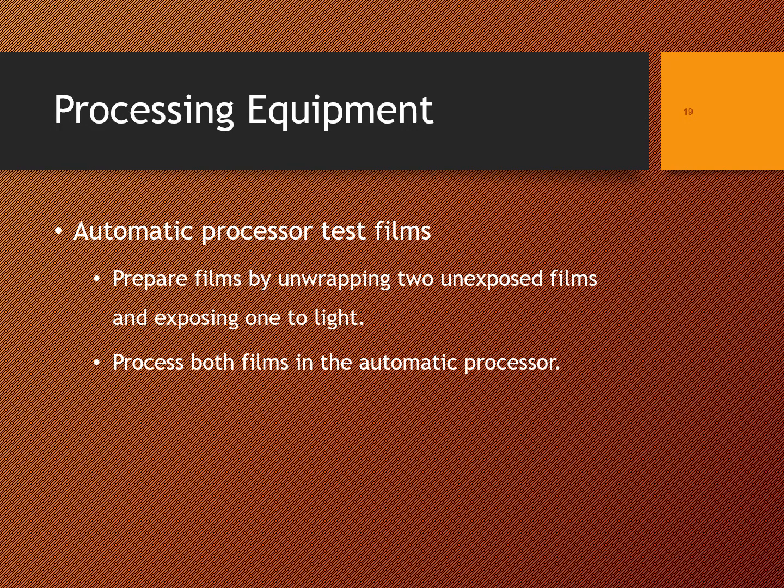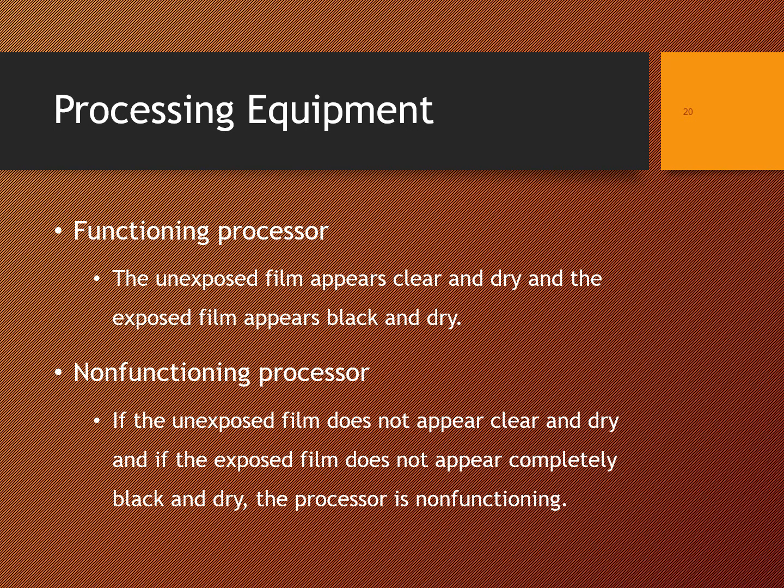Okay, and so then to check your processing equipment, your automatic processor test film, what you're going to do is take two films. You're going to process one film that was not exposed to light. You're going to open another film, expose it to white light, and then you're going to run both of them in your automatic processor. So here you'll know that your automatic processor is functioning properly if the one film that was not exposed to light comes out completely clear and dry, and the exposed film, the one that you exposed to the white light, comes out completely black but also dry.